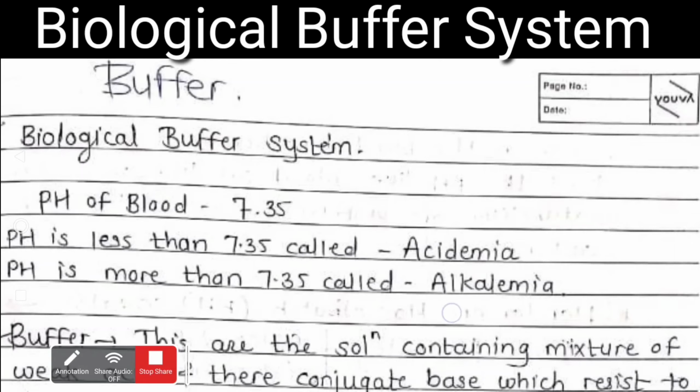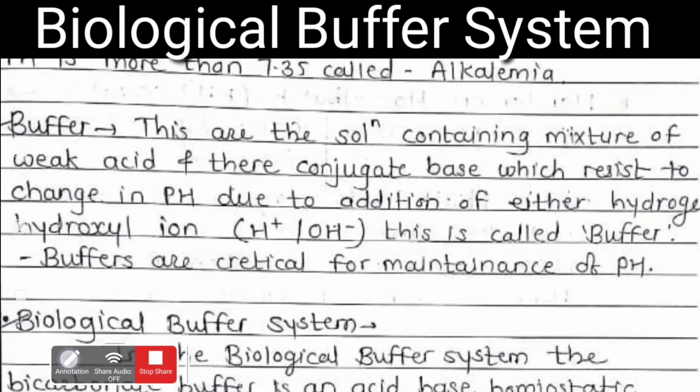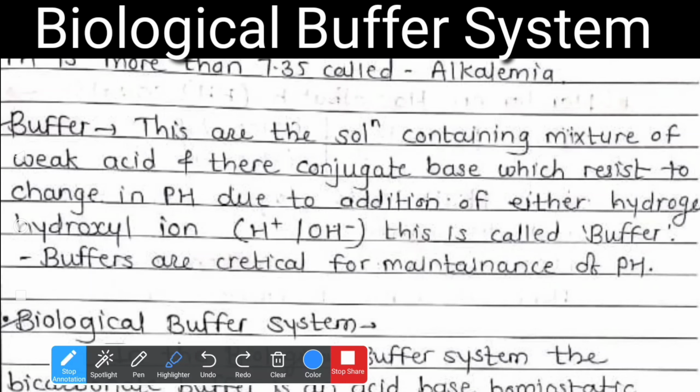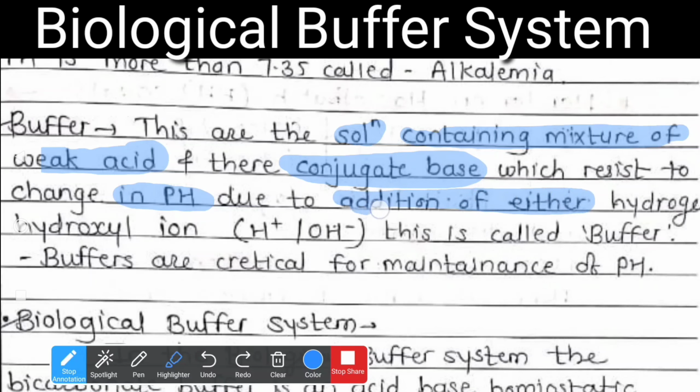Okay. Now, dealing with the definition of buffer. What does buffer mean? Buffers are the solutions containing a mixture of weak acid and their conjugate base, which resist change in the pH due to the addition of either hydrogen or the hydroxyl ion.